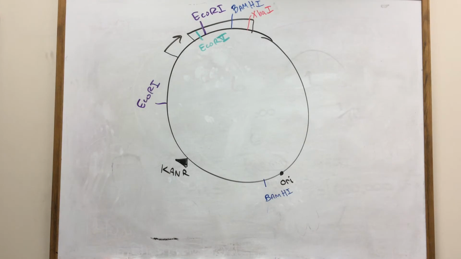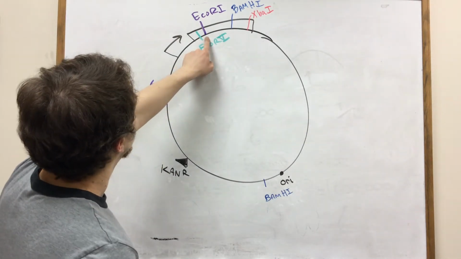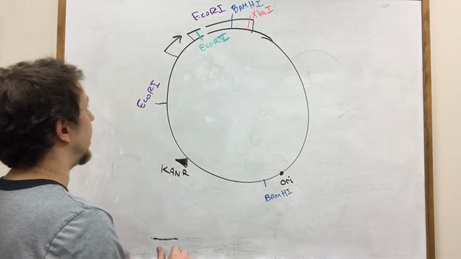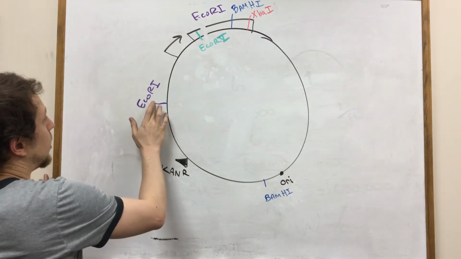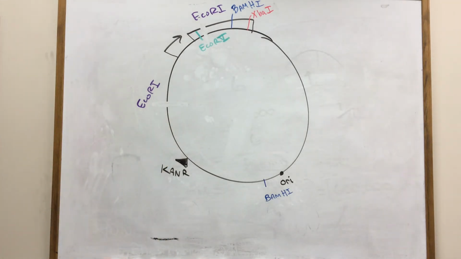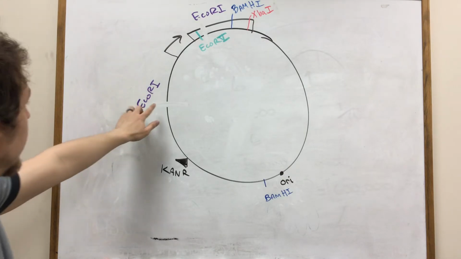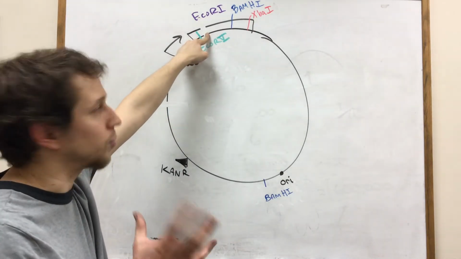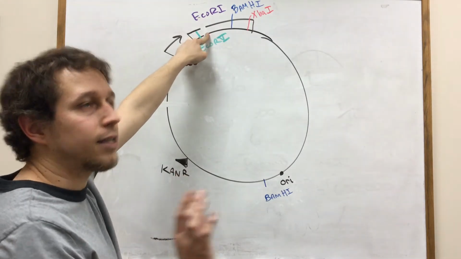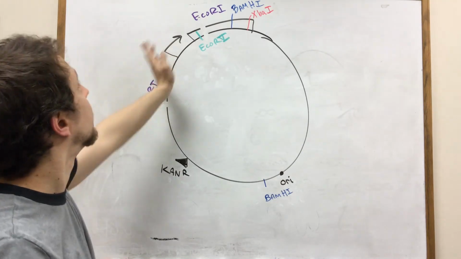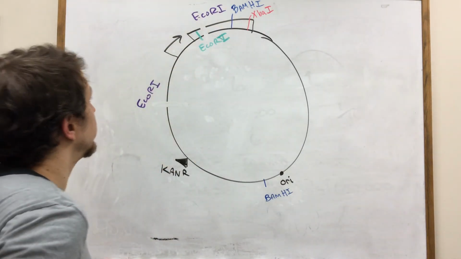Notice with EcoRI, there's an issue. While I can use it to cut here, and that would be okay, if I use EcoRI, I also will cut the plasmid here. So even if I do a double digest, what I'm going to wind up cutting out is not just a portion of my gene of interest, or in this particular instance, the site of interest, but I'm also going to potentially cut out the promoter that I would need to express my insert.